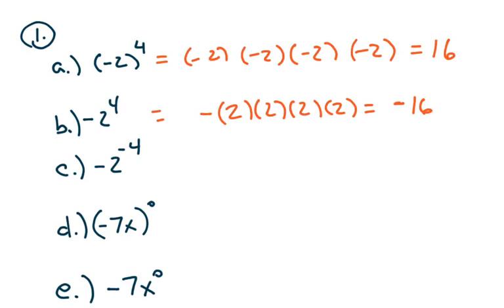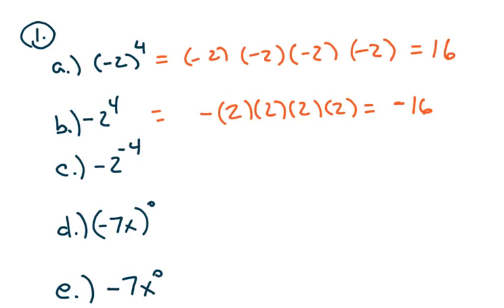Okay, so notice that if it has the parentheses, you include the negative when you multiply them together, and when it doesn't, then you don't. And that's also very, very important if you use a calculator to do these sorts of things. A lot of times people mean A, but they type in B.